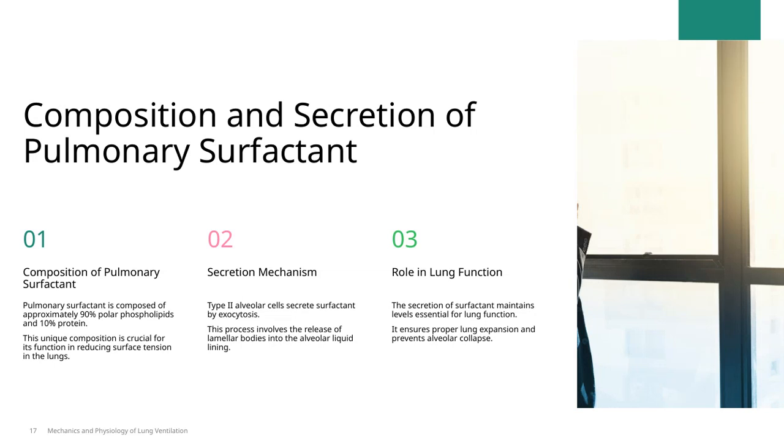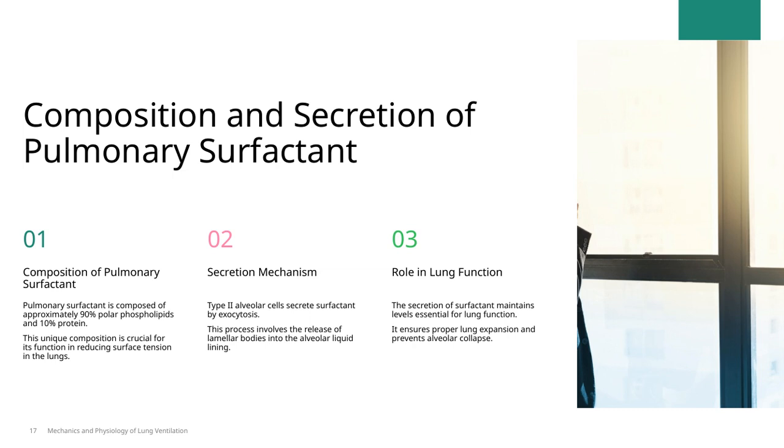Now, let's take a closer look at the composition and secretion of pulmonary surfactant. The key point here is that type II alveolar cells are responsible for secreting surfactant through a process called exocytosis. Essentially, these cells release lamellar bodies into the alveolar liquid lining, which is crucial for maintaining proper lung function. When we talk about what surfactant is made of, it's about 90% polar phospholipids and 10% protein.